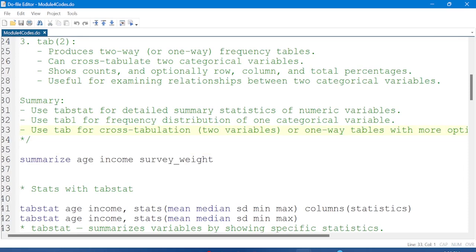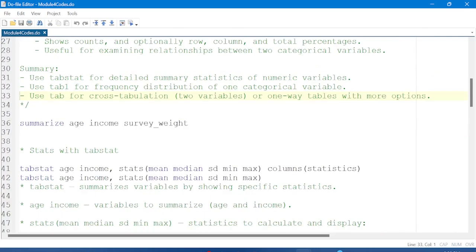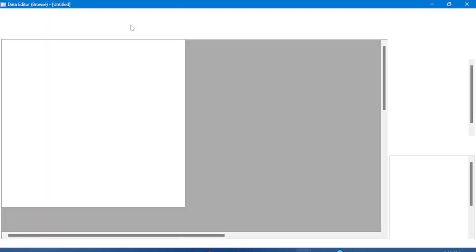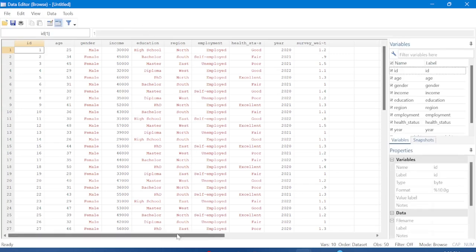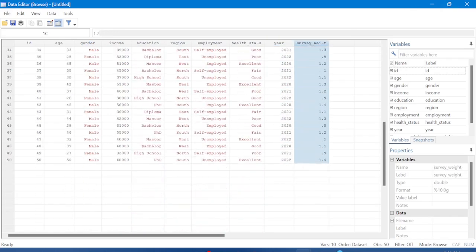Now, right away to our objective, let us issue the command summarize age, income, and survey. Before we do that, we need to browse our data so you can understand how it is organized. We are just reminding ourselves how this data looks, and it is the same data we were working on in the other modules. It contains ID, age, income, gender, level of education, religion, employment, health status, the year, and the survey weight. And it has 50 observations.